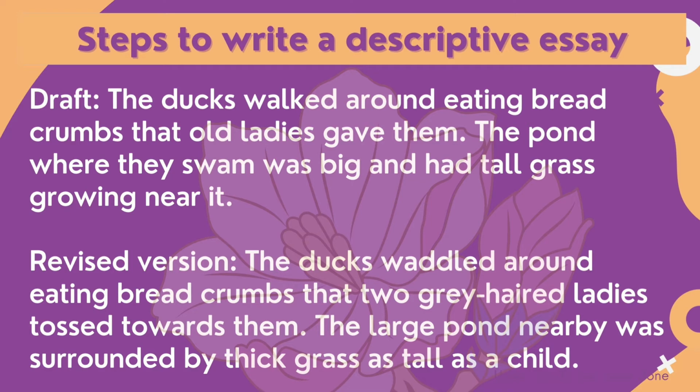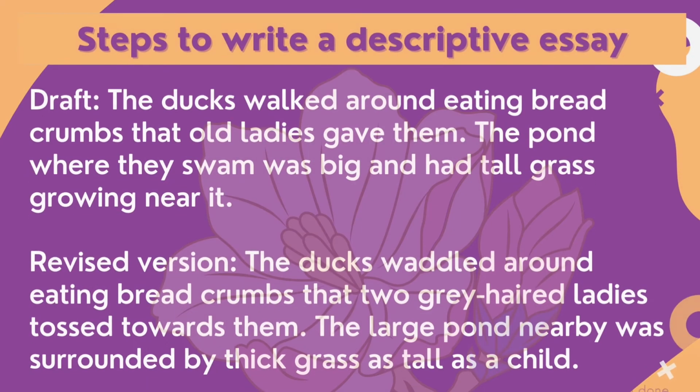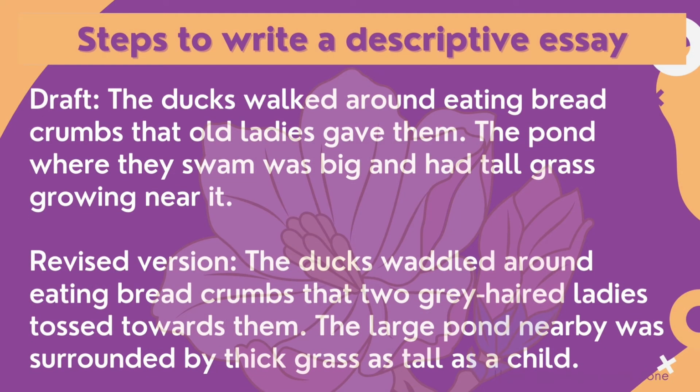The revised version. The ducks waddled around, eating breadcrumbs that two gray-haired ladies tossed towards them. The large pond nearby was surrounded by thick grass as tall as a child. So the old ladies are described in detail as two gray-haired ladies. So you can imagine that these ladies are quite old. And then the writer describes the tall grass, how tall it is. They are as tall as a child.